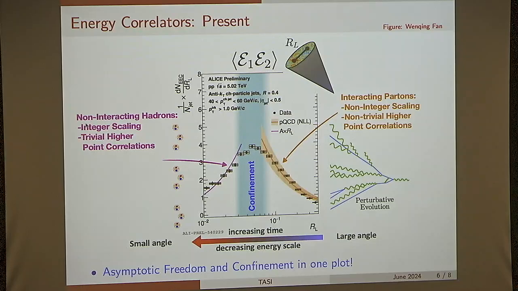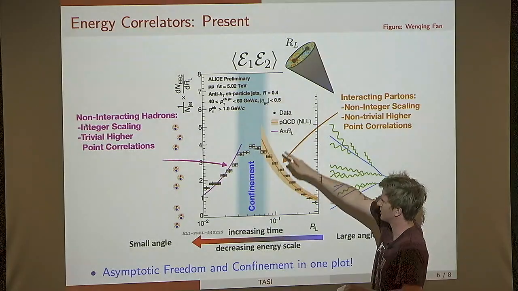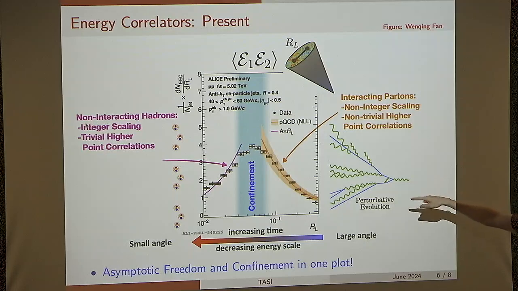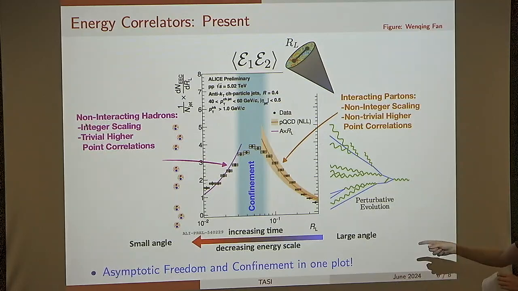So this gives you a very nice way, just by imaging the energy flux in your detector, to see the properties of QCD, like asymptotic freedom and confinement, just from these correlation functions. And again, just to emphasize that these can actually be done.